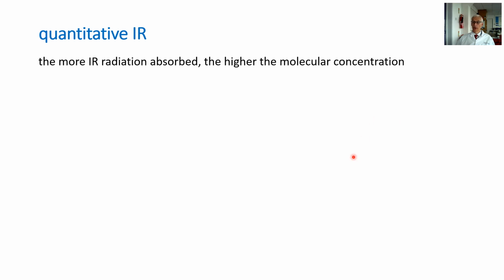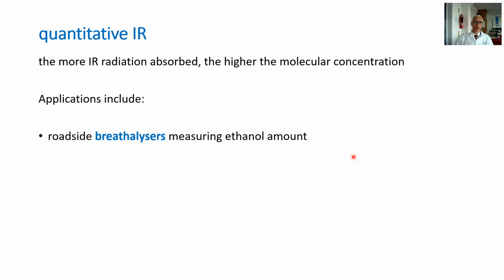Just to ensure coverage of the OCR specification, infrared spectrometry can also be used in a quantitative way. The more infrared radiation absorbed, the higher the molecular concentration. So for instance, with a roadside breathalyzer, the investigated driver will breathe into an IR spectrometer, and the amount of ethanol will be calculated on the basis of the amount of infrared absorption.